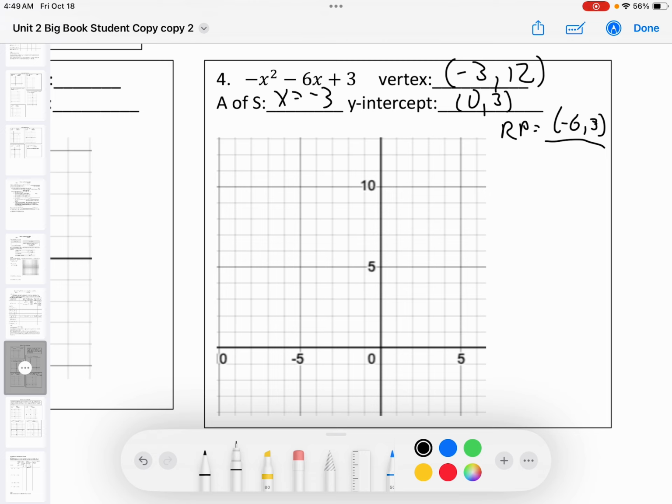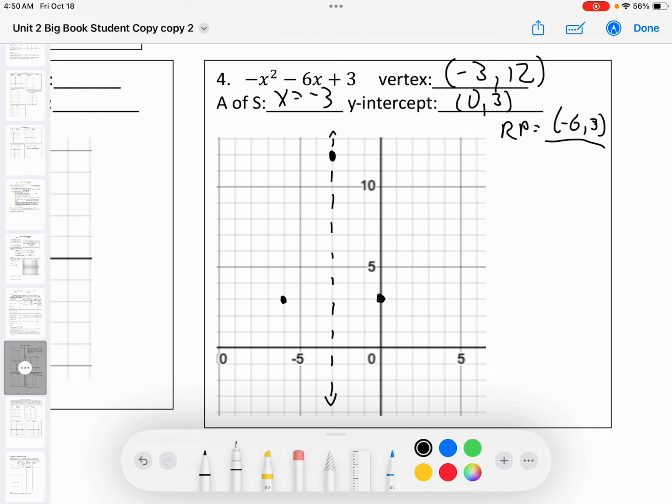If we go to the point (-3, 12), that would be up here. (-3, 12). This is the vertex. The axis of symmetry is at x = -3, so we should have a dotted line that is at x = -3. Our y-intercept is at the point (0, 3), so that is this point right here. And our reflection point is at the point (-6, 3), which would be this point here.